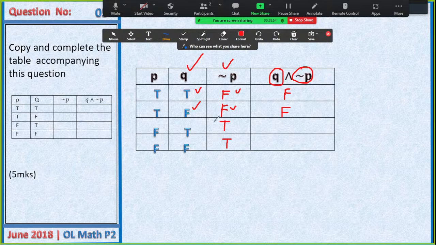Now this third one is true. Yes, because both are true. And the last one will be false. So this is a simple question like this, with let's say draw for 5 marks.